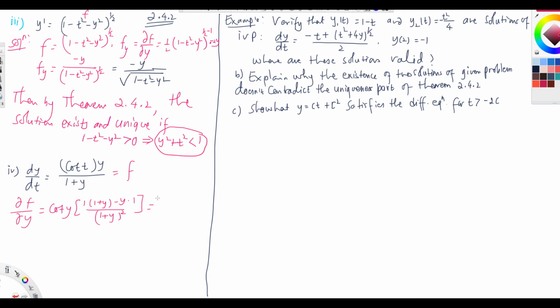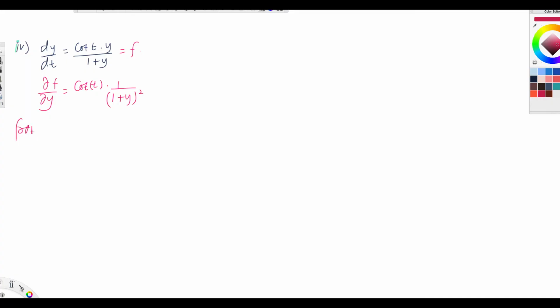So basically you will get cotangent t. Oh, by the way, this is t, right? This is t. So cotangent t times 1, right? That is just cotangent t, and then divide by 1 plus y squared, right? I'm sorry that the last page crashed, so that's why I'm just doing it again.